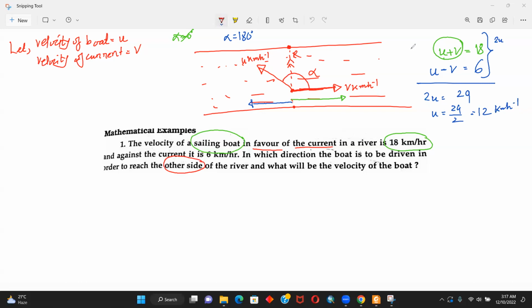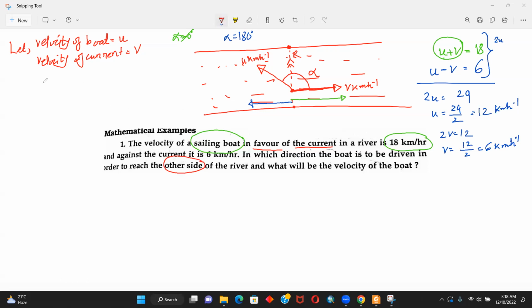Now again, if I subtract these two equations, I will get 2v equals 12. Please let me know if you don't understand what I mean by addition or subtraction. You understand, right? Yes. Okay, 2v equals 12. That means v equals 12 upon 2 equals 6 kilometers per hour. Is it clear up until now? Yes. Okay, good.